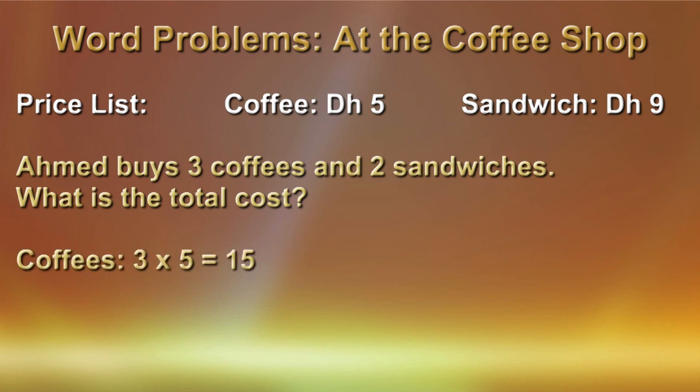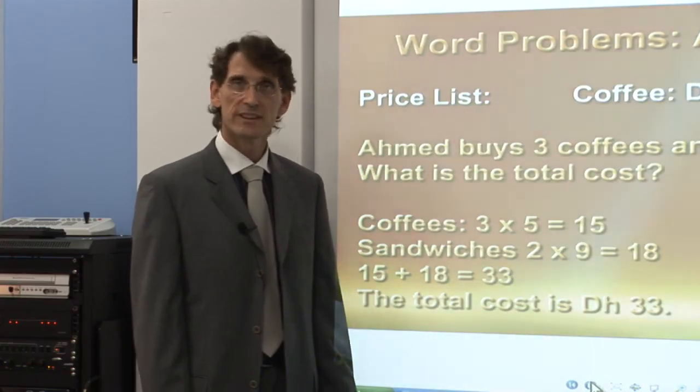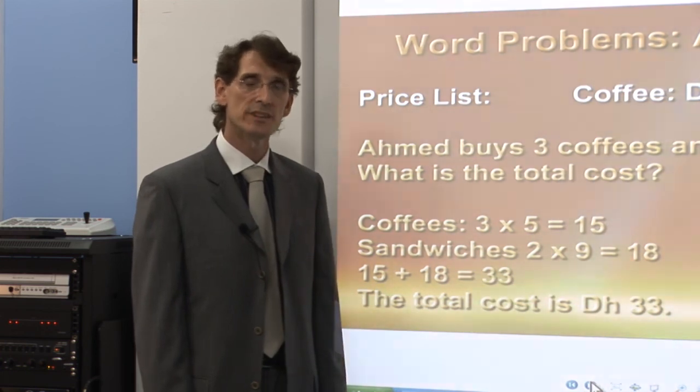First, let's multiply. The coffees, we have 3 coffees. Each coffee is 5 dirhams. So 3 times 5 is 15. And the sandwiches, he buys 2 sandwiches. They're each 9 dirhams. So 2 times 9 is 18. So we've done the multiplying first. And now you can add. 15 plus 18 is 33. So your final answer, the total cost is 33 dirhams. Well, this is how to do the order of operations. Hopefully this will help you the next time you have to do these kind of questions.